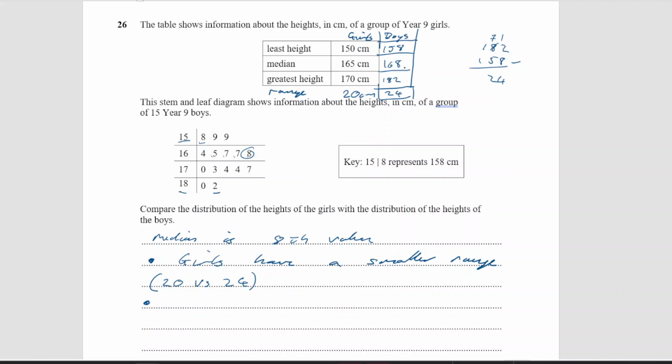And then if you compare the medians, girls also have a smaller median. And again, I will state the two values, 165 versus 168. That's my comparison. One comparison on the mean, one comparison on an average, in this case median, one comparison on the range.